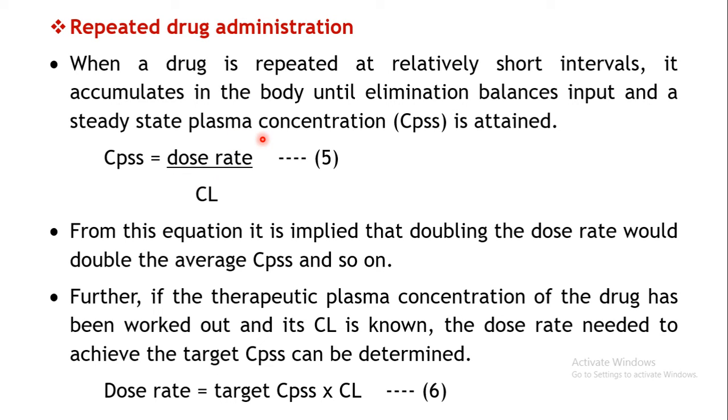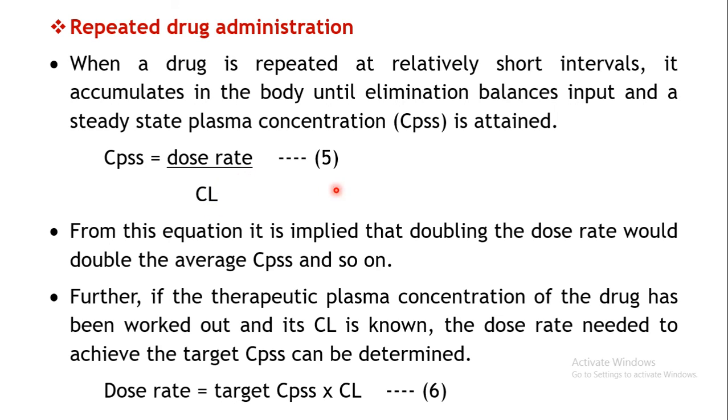Your plasma concentration initially will go on increasing and a time will come wherein it will be balanced with the elimination. So it will reach a steady state plasma concentration. So it will remain constant, the plasma concentration of that particular drug. So how can we find out that steady state plasma concentration? It can be found out by the formula dose rate divided by the clearance.